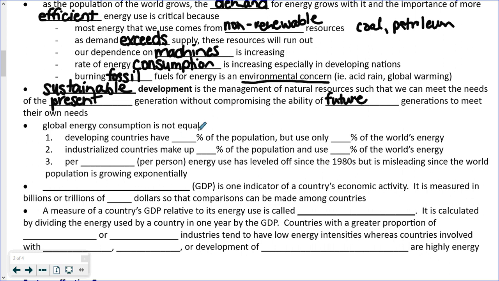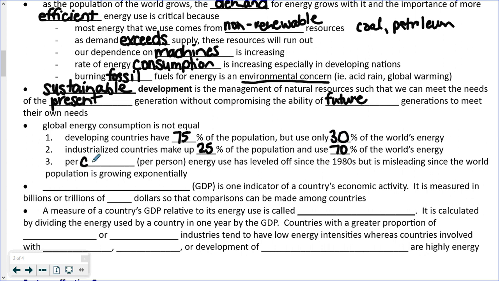So overall, global energy consumption is not equal. If we look from country to country, across continents, across the oceans, there's lots of differences. Developing countries have about 75% of the world's population, but only use about 30% of the world's energy. Industrialized countries like us have about 25% of the world population, that should add up to 100, and use about 70% of the world's energy. Like I was saying up above, developing countries are moving towards full industrialization, so that energy demand is going to increase further.